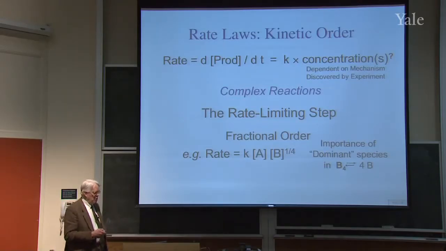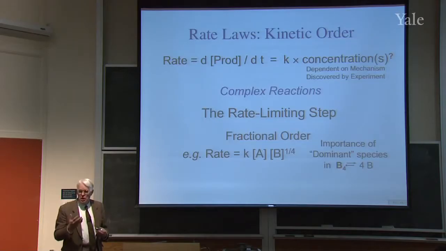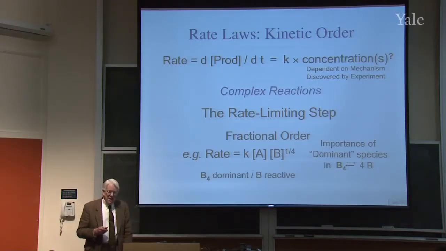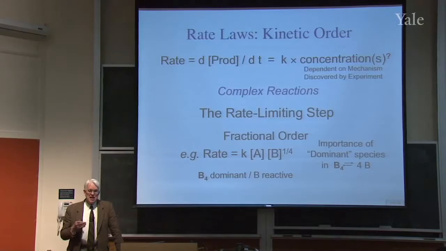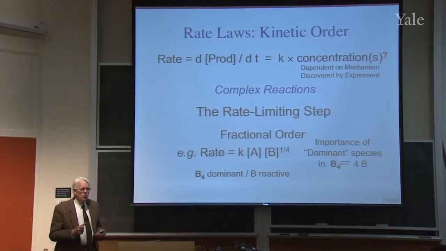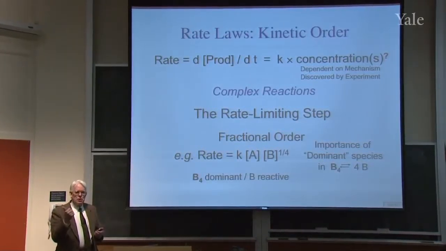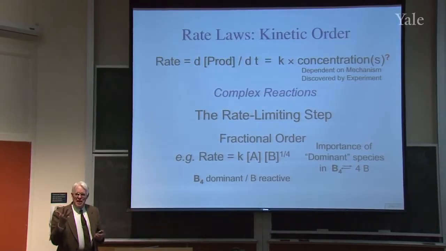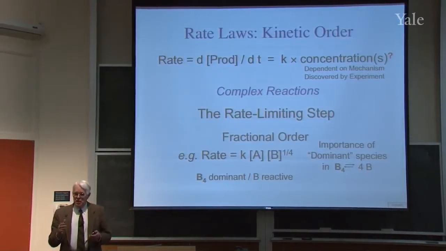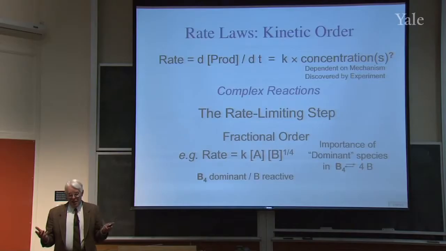So for example, suppose the dominant species were a tetramer, 4 units, right? But the reactive species were a monomer, a single B unit. So you have the equilibrium between B4 and 4B. Now, if B4 is dominant and B is reactive, then let's say you increase the concentration by a factor of 2, 4, 6, 8. You increase the concentration by a factor of 8. How much do you increase the concentration of B4? It's practically all the stuff. It's the dominant species, so you increase it by a factor of 8.